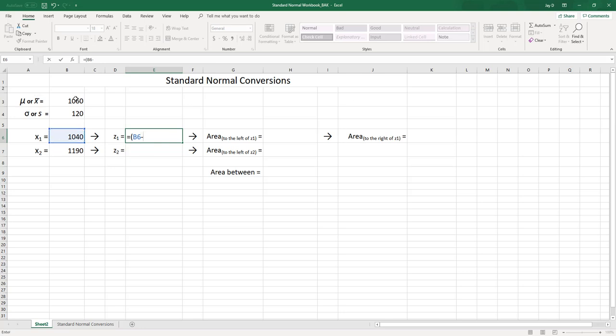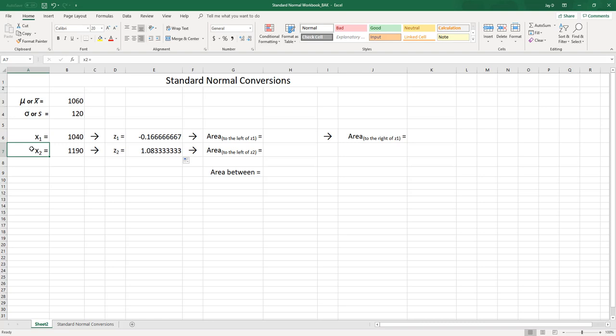Minus my mean. And that one I always want to be drawn from that particular cell, so I am going to put my dollar signs on that. Now I close parenthesis, divided by my standard deviation, and that I always want to be called from that cell. That's a static cell reference. So I'm going to add my dollar signs to that and press enter. And now I'm going to do the same thing for this x2 value. That's the hardest part of the whole problem.